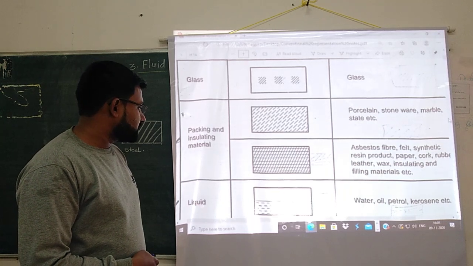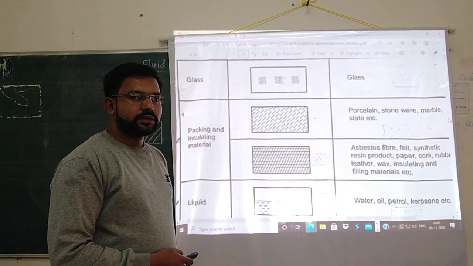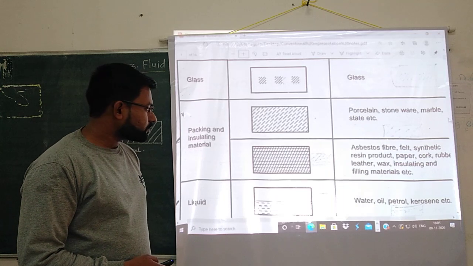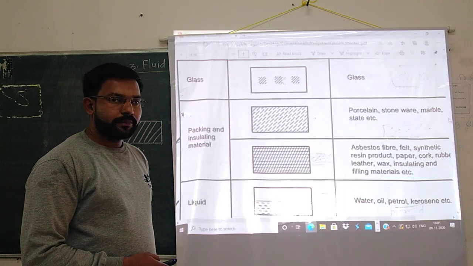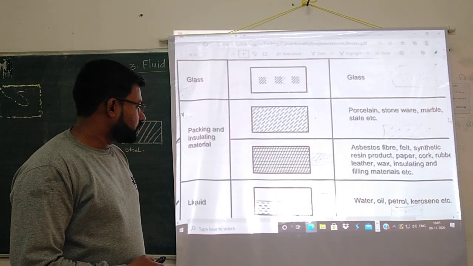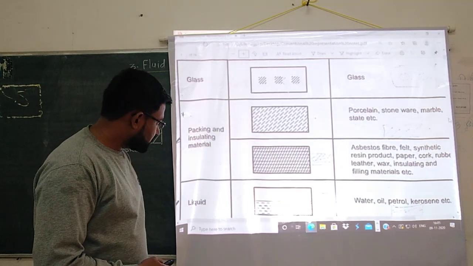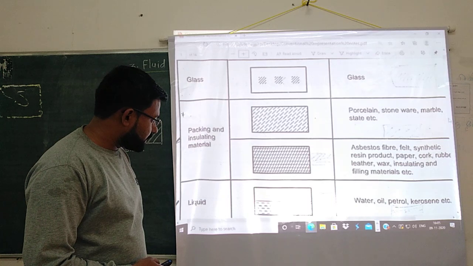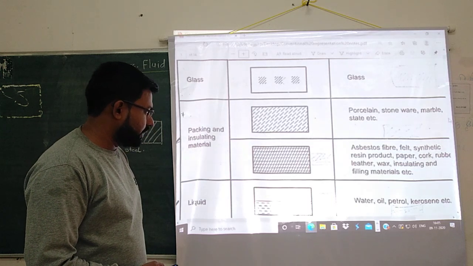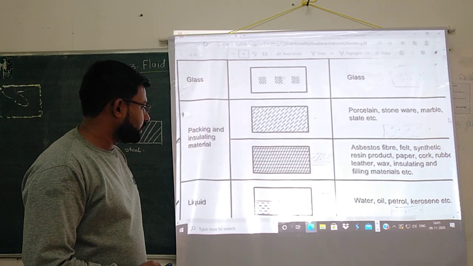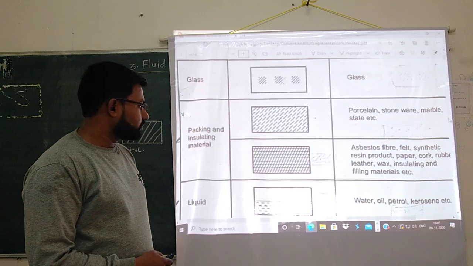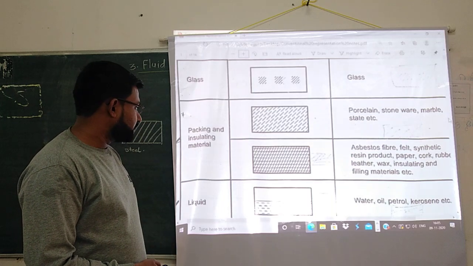Next is the convention for liquid. Liquids such as water, oil, petrol and kerosene. For this you again have to draw a rectangle. The upper line will represent the level of the liquid and the dots will represent the liquid. So this is the convention for liquid.